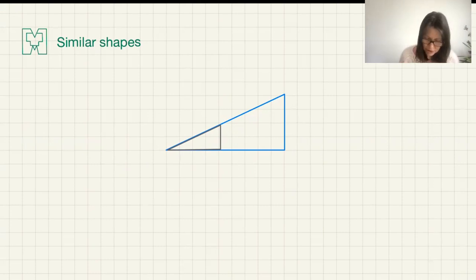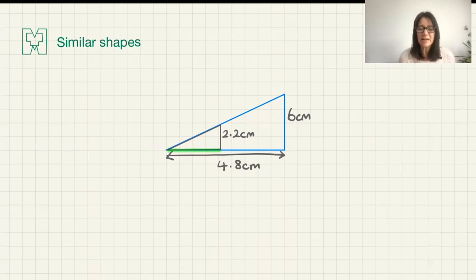So let's put some numbers in this diagram. We're going to say that this edge is 6 centimeters. We're going to say that the whole of this edge here is 4.8 centimeters. I'm going to give you this as well. And I'm going to use a highlighter to ask you to find just that length there. Now in the exam, they'll most likely use letters around the diagram and pinpoint you via that method.